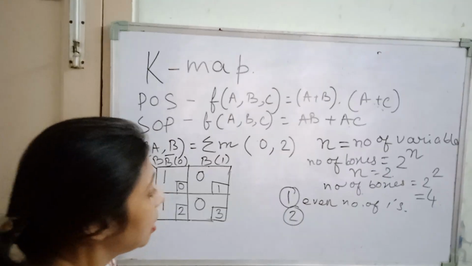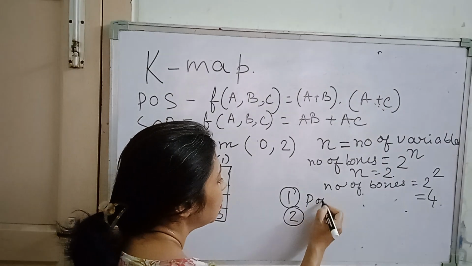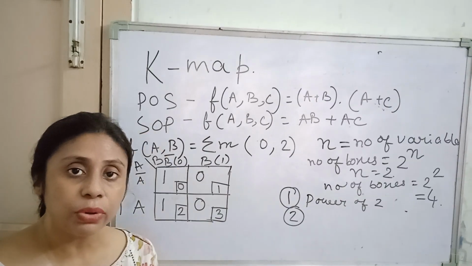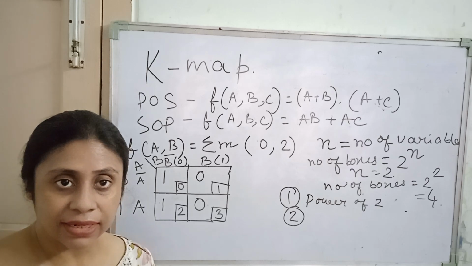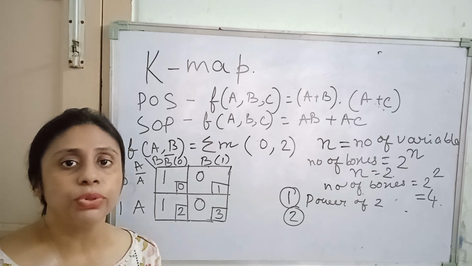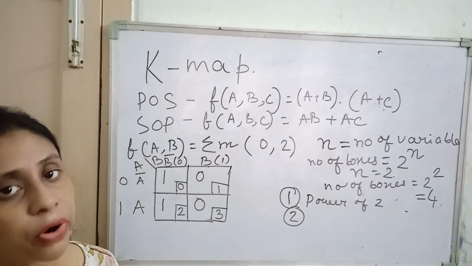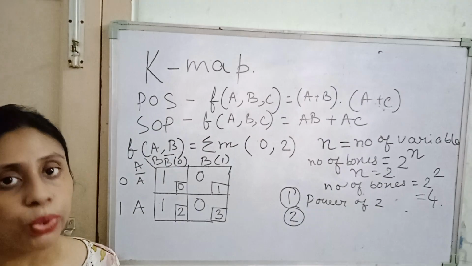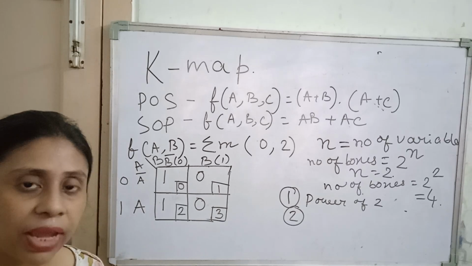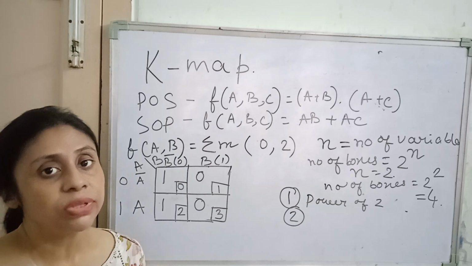Rule number 2: even number of ones means 2, 4. Not only even, the number of ones should be in power of 2. So what are the numbers of ones that can be put in a group? 2, 4, 8. They must be even, at the same time they must be in power of 2. That means 2 to the power of 1, that is 2, 2 to the power of 2, that is 4, 2 to the power of 3, that is 8, 2 to the power of 4, that is 16. So you can group 2 ones, 4 ones, 8 ones, 16 ones like that. And the maximum possible number of ones should be in a group, keeping the rules maintained.